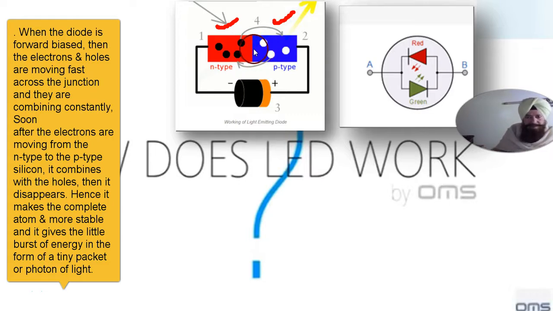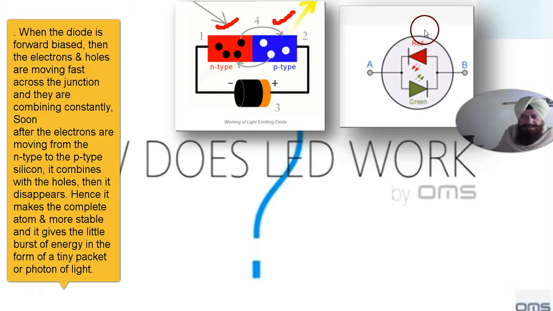When a pair of electron and hole disappears, what does it result in? It results in a stable atom. Hence it makes the complete atom more stable, and then what happens? The atom gives a burst of energy in the form of a tiny packet of light, a photon. When electrons and holes neutralize, the energy is emitted out.